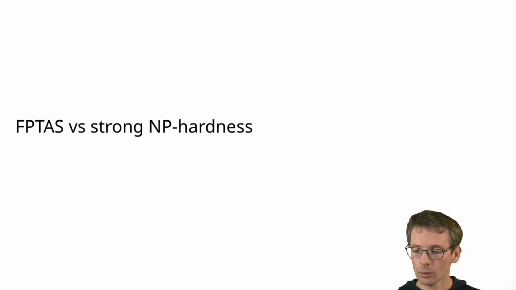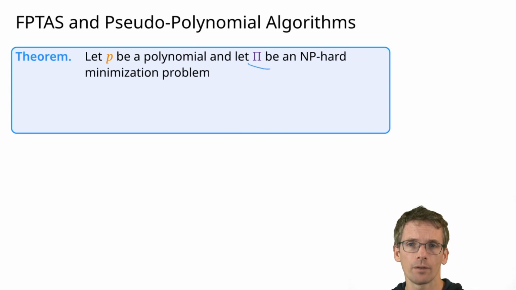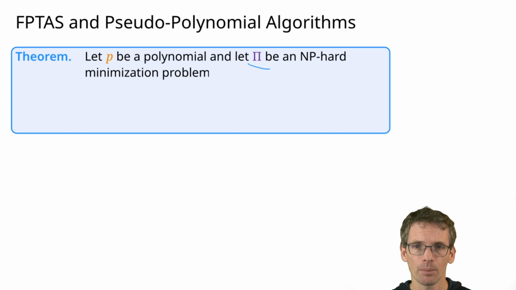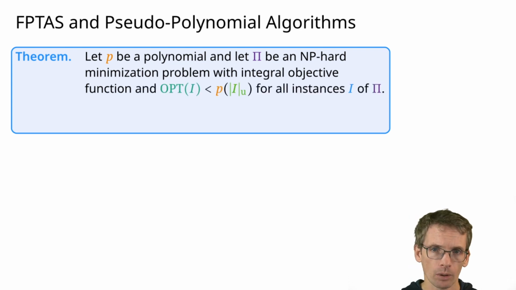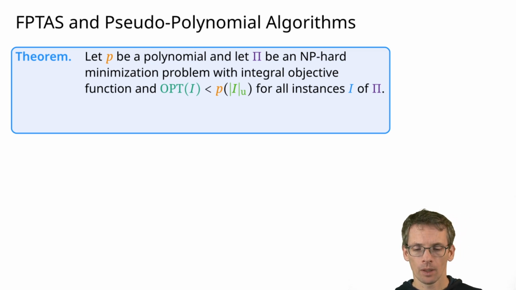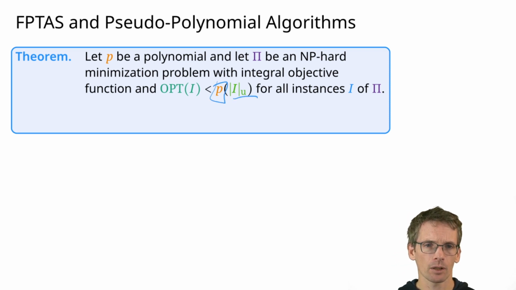I just want to say some final words about the existence of an FPTAS versus a problem being strongly NP-hard. And for that, first consider the following theorem. So imagine we have this optimization problem, an NP-hard minimization problem, let's say, where the objective function only takes integer values, and I have an upper bound on the optimum. And this upper bound is a polynomial in the input size encoded in unary.